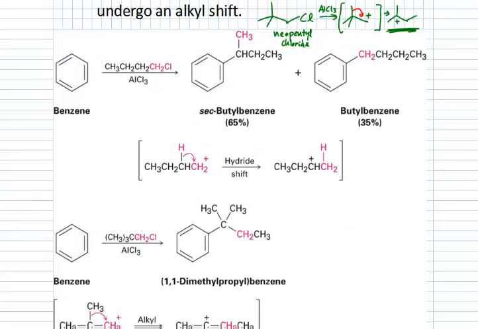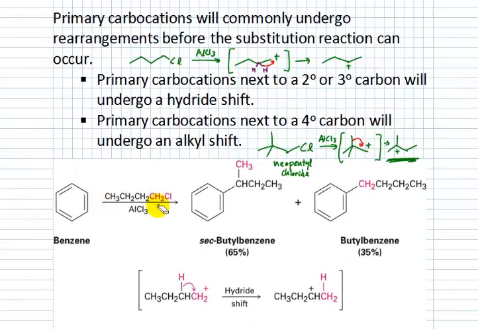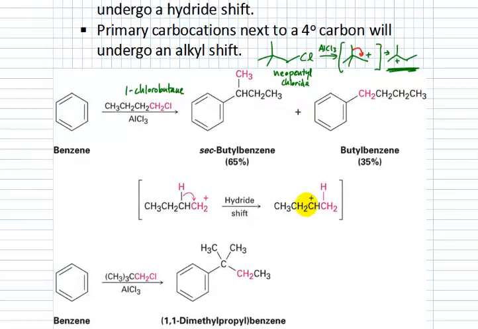So let's see if we can figure out what happens here. Benzene plus 1-chlorobutane with AlCl3 gives sec-butylbenzene as its major product. That's what I drew up here. Here's the hydride shift that happens. The reactive intermediate is this secondary carbocation, which gets attacked by the aromatic ring, like that, in order to make sec-butylbenzene.